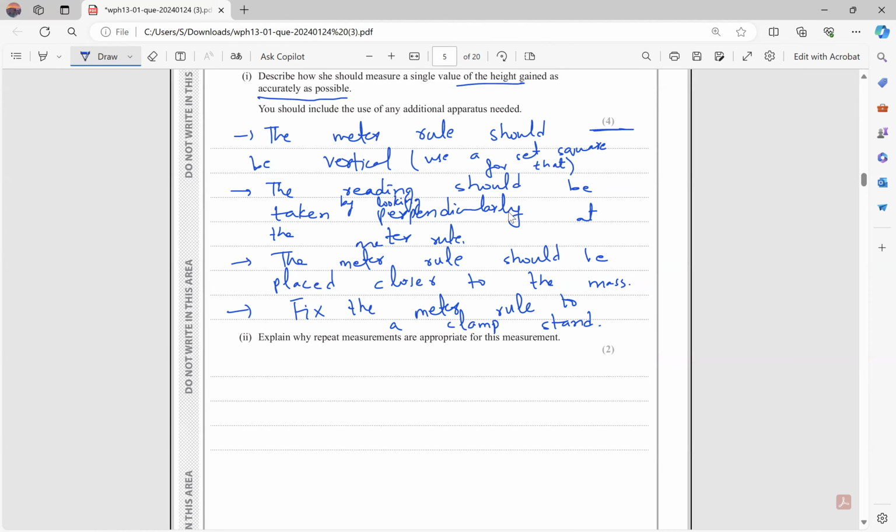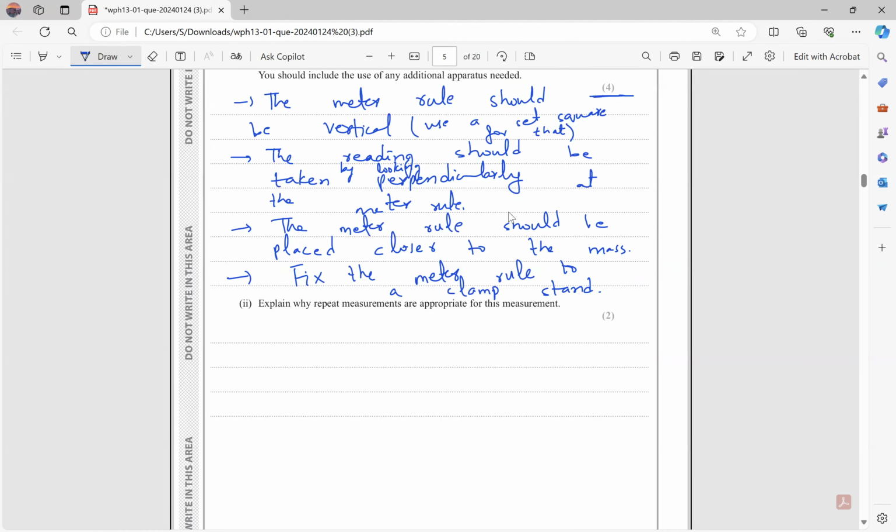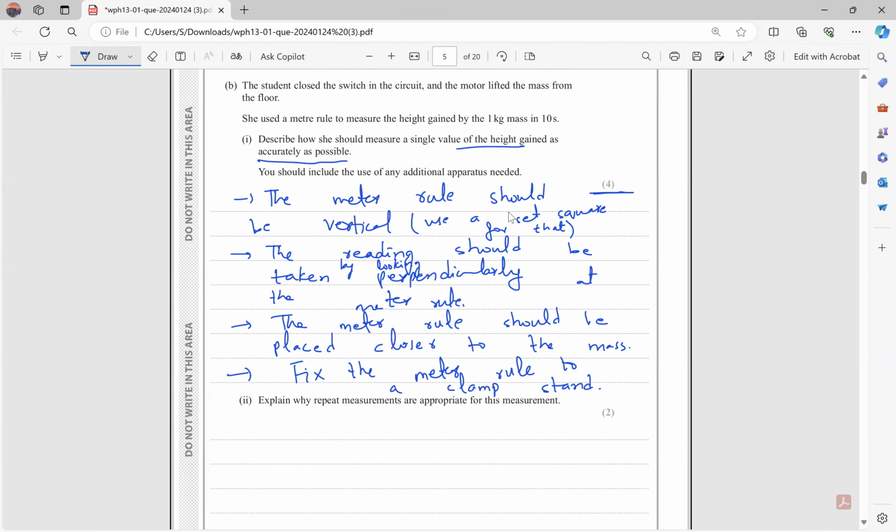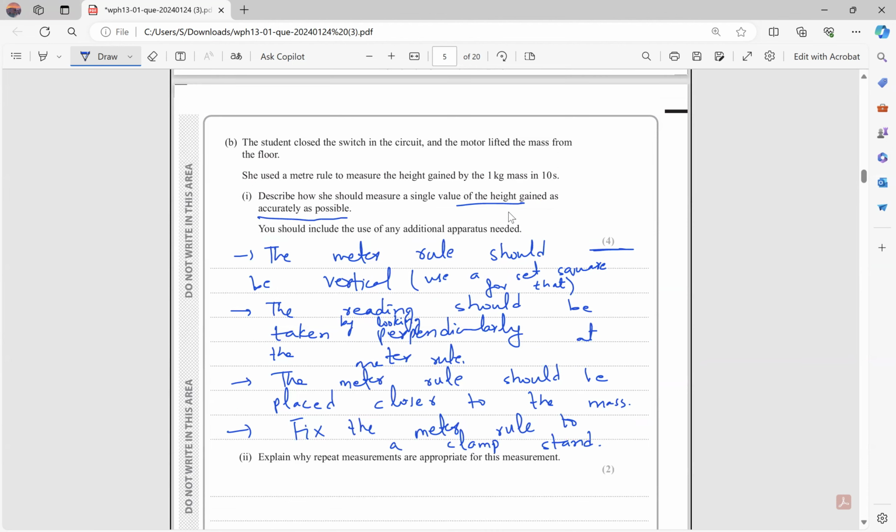Okay, I hope that's clear. Let's move on to part two. Part two is explain why repeat measurements are appropriate for this measurement. So why are repeat measurements appropriate?